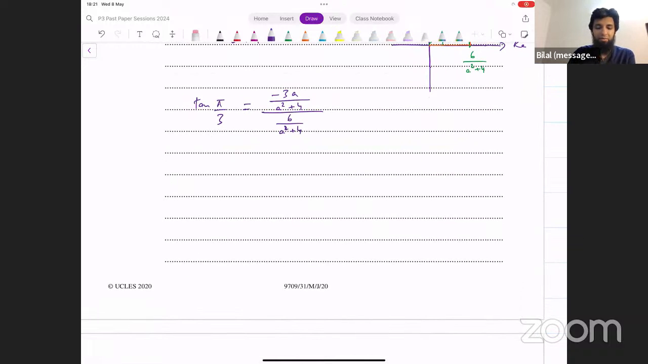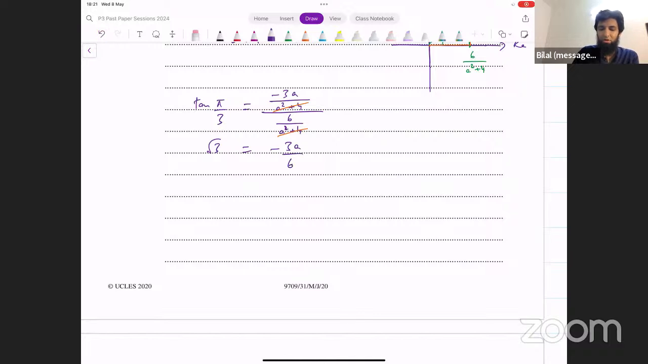Okay, now what is tan pi over 3? You can evaluate this on your calculator. Make sure your calculator is in radian mode. It's not tan inverse, it's tan. Tan of pi over 3 is giving me under root 3. So on the left side, I get under root 3. On the right side, a square plus 4 and a square plus 4 get cancelled, and we have minus 3a over 6.